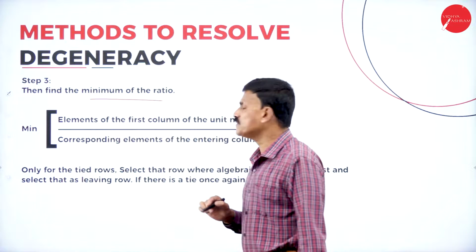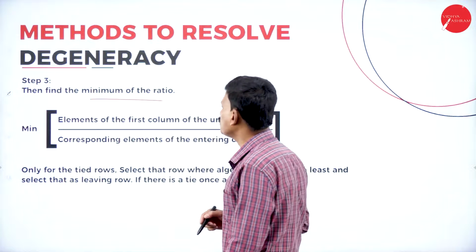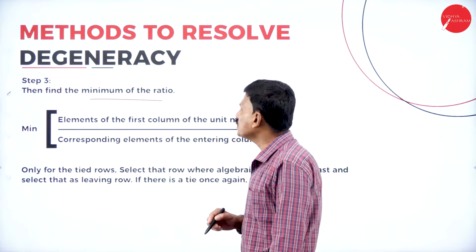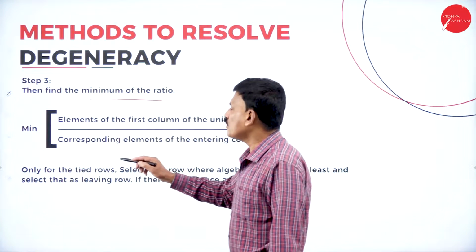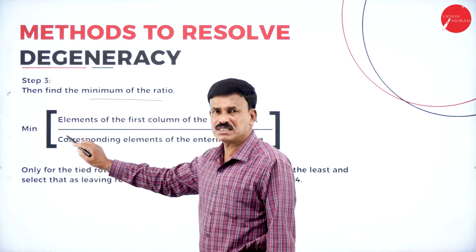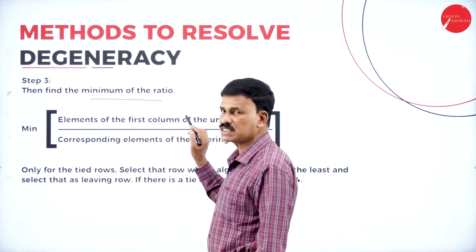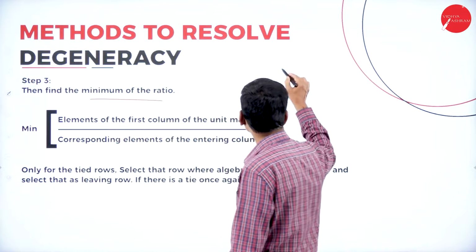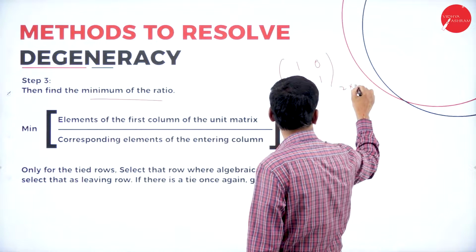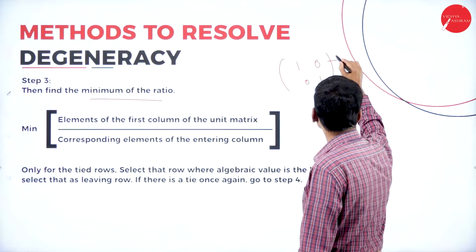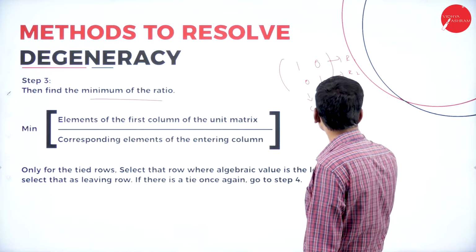Find the minimum ratio using those identity matrices. How to find the minimum ratio? This is a very simple concept. Consider the elements of the first column of the unit matrix, 1 0 0 1. This is 2 rows and 2 columns, this is row 1 and row 2, this is column 1 and column 2.